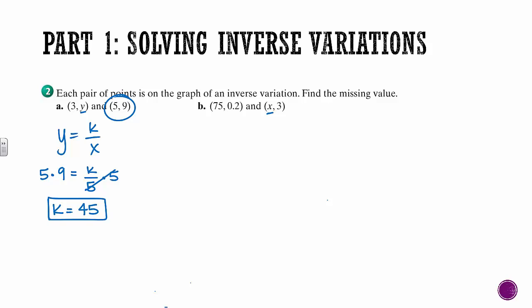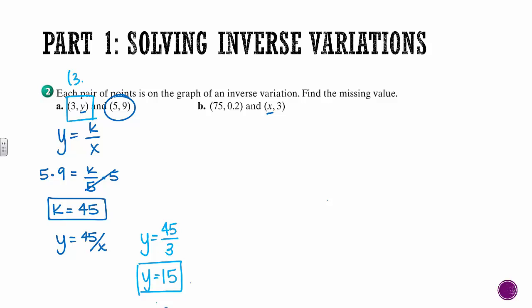So now I know that my equation is y equals 45 divided by x. And I can plug in what I know for my second point and find what I don't know. I know x, so I'm going to plug that in. y equals 45 divided by my x, which is 3. And if you solve this, we end up with y is 15. So that means that this point has to be at 3, 15 in order for this to be inverse variation.